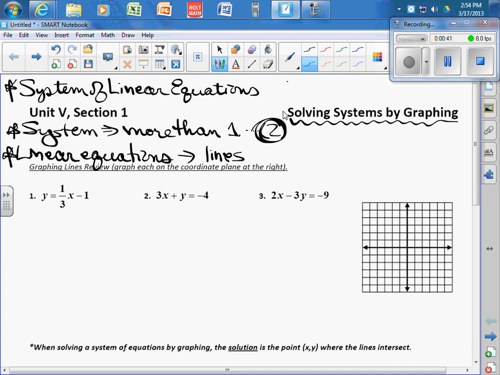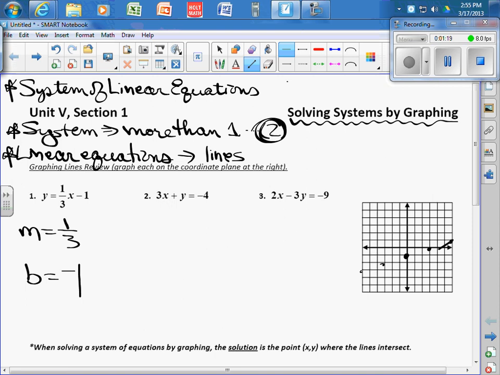Before we get into graphing two of them at the same time, let's have a little refresher on what it takes to graph any line. In number one, we have y is equal to 1/3 x minus 1. This equation is in slope-intercept form. The slope is 1/3, and the y-intercept is -1. We're going to go to -1 on the y-axis, and from there rise 1 and run 3 and put another point. I'm going to follow that pattern all the way up and all the way down, and I'm going to be able to draw a line. And there it is.